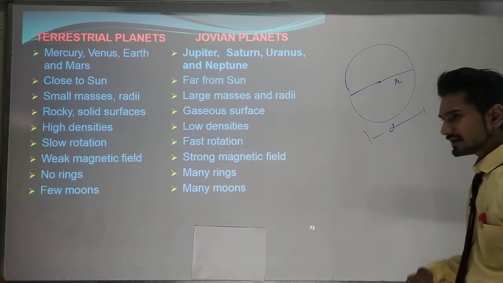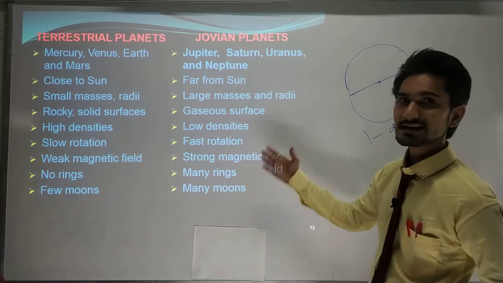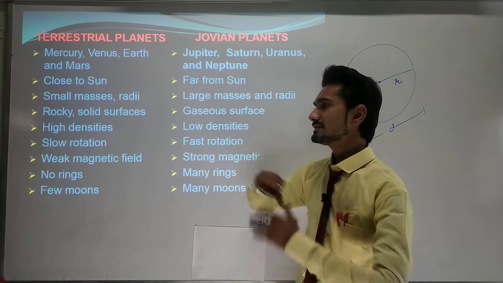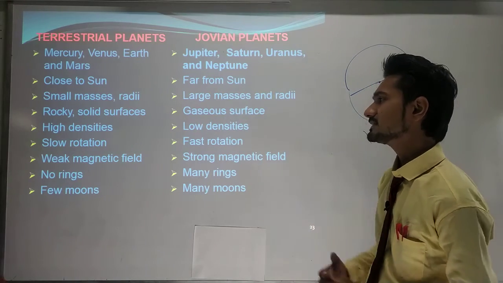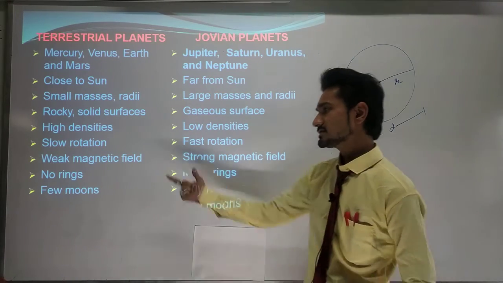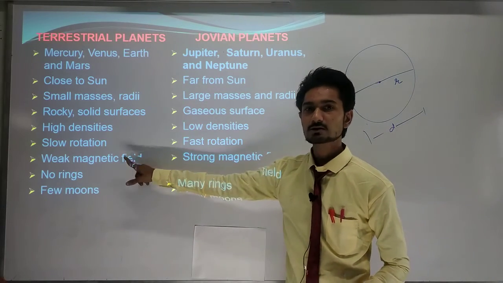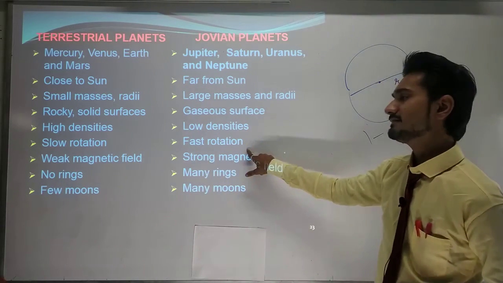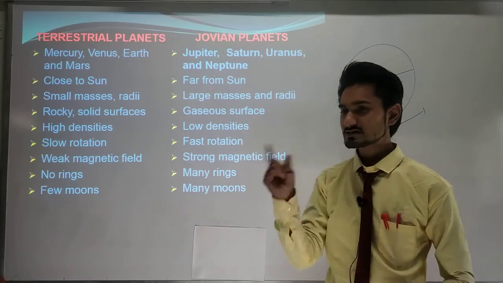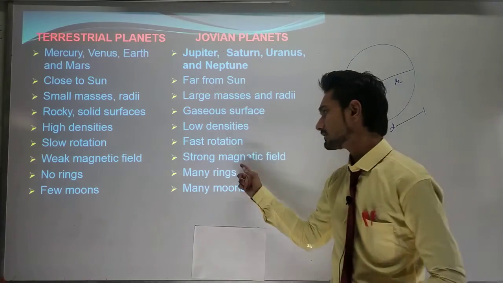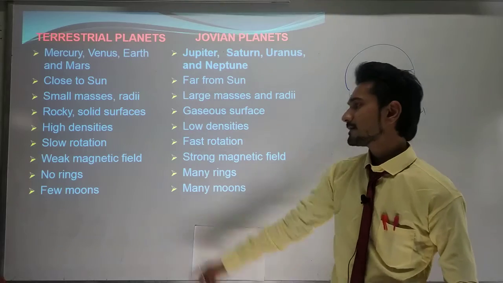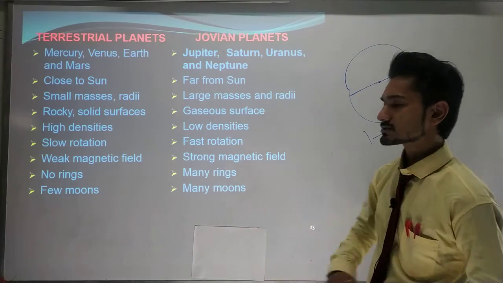Terrestrial planets have a rocky and solid surface, while Jovian planets have a gaseous surface. Terrestrial planets have high densities while Jovian planets have low densities. Terrestrial planets take a slow rotation time, while Jovian planets have fast rotation. It means terrestrial planets rotate very slowly and Jovian planets rotate very fast. Terrestrial planets have a weak magnetic field, while Jovian planets have a strong magnetic field.